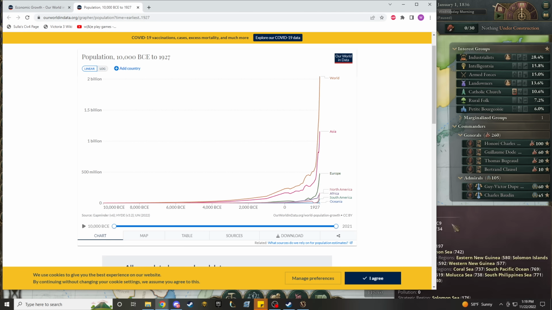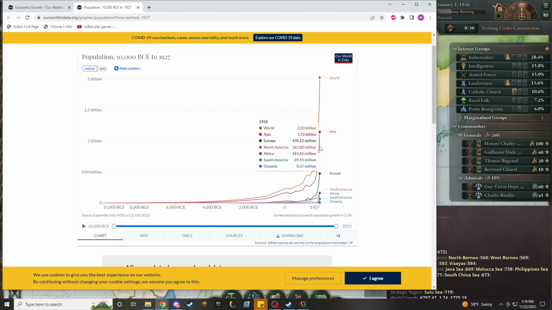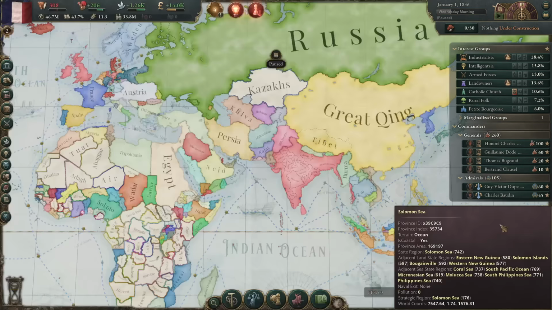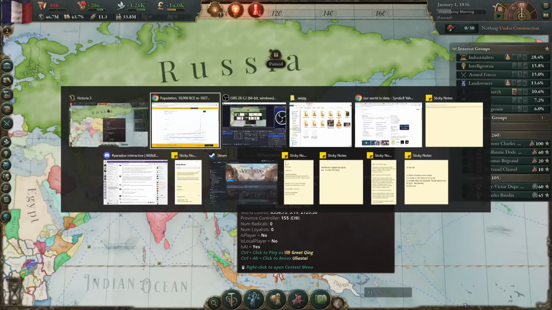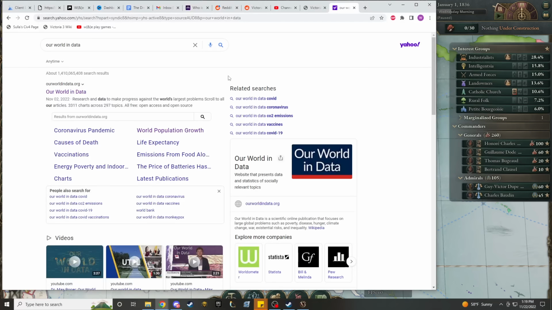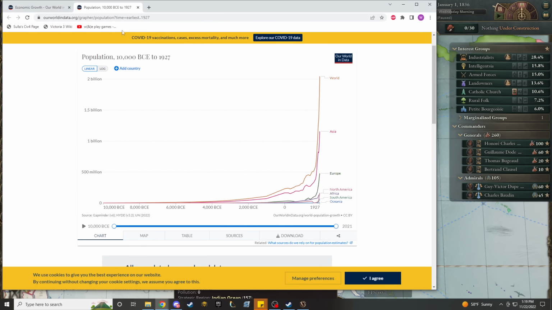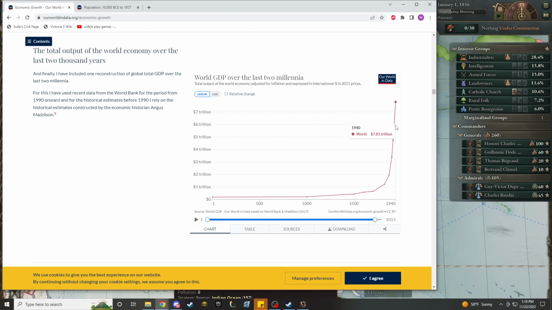For those of you who don't remember, that's an incredible and dramatic increase in Asia. Keep in mind that this is a really bad time in China, so these numbers could be even higher. This is Our World in Data, by the way. It's a great way to visualize data.